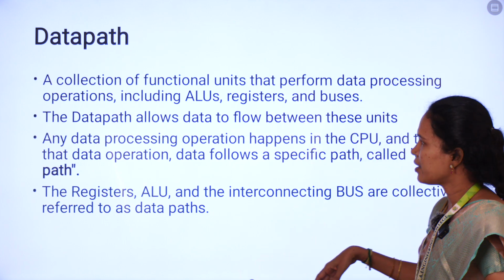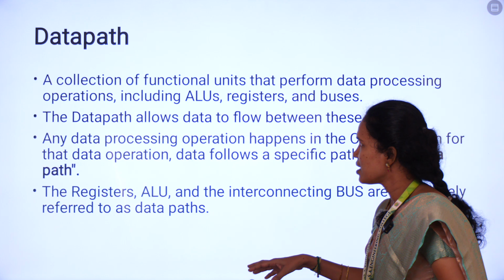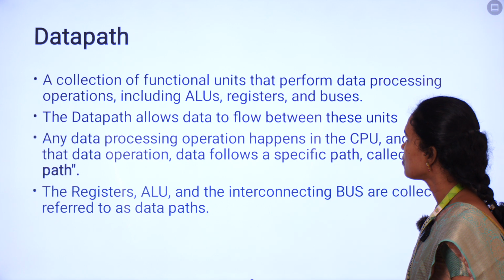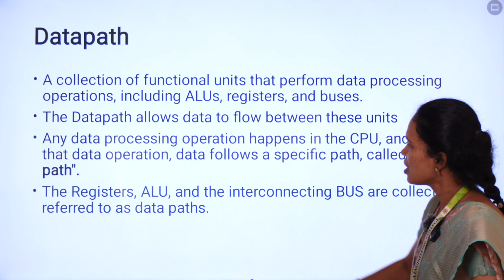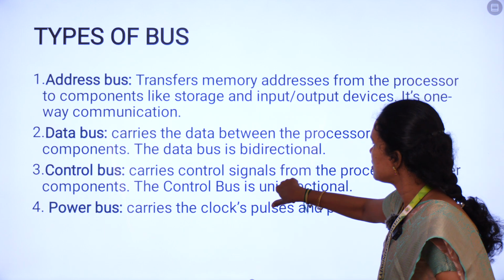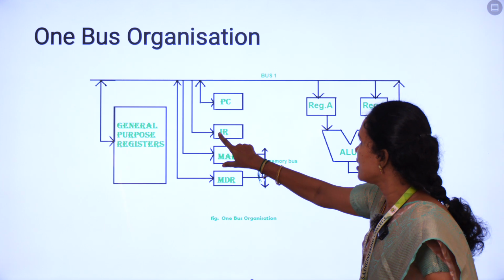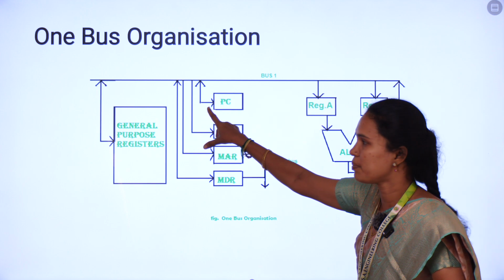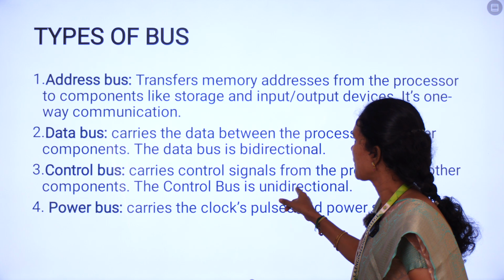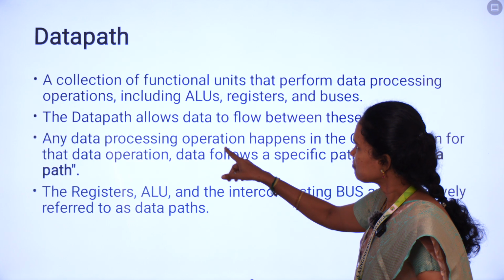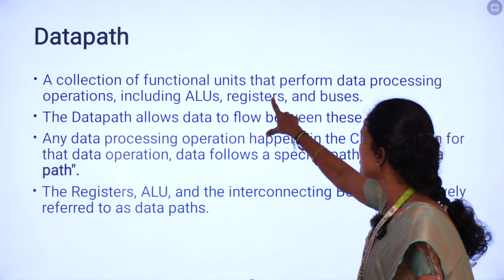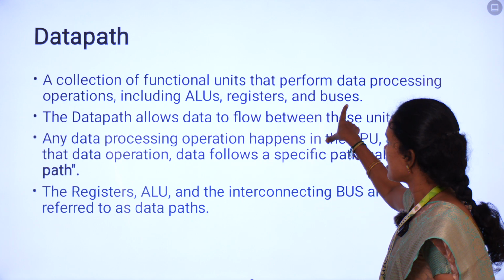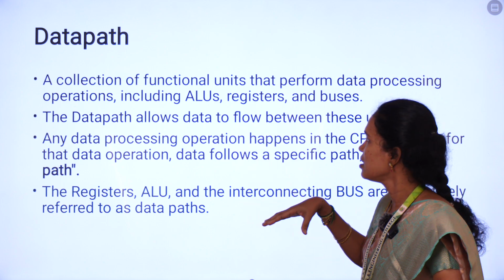Then coming to the data path. What is the data path? It's nothing but a collection of functional units that perform the data processing operation, including the ALU, registers and buses. So in this diagram, the ALU, registers and everything will be taken care of by the data path. Together, the ALU, registers and the buses we will call a data path.